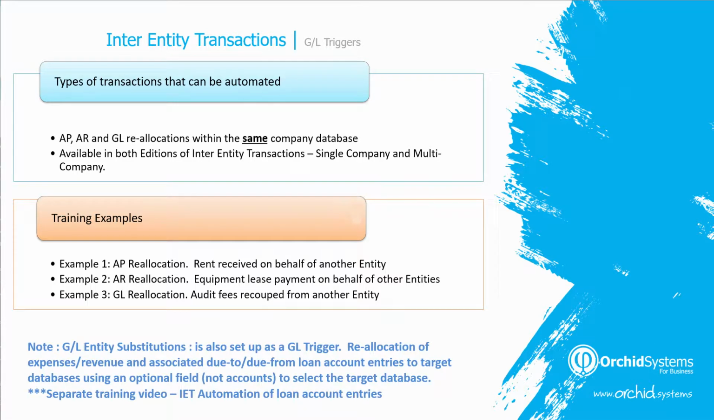You can also use triggers to do GL entity substitutions. This is a method of allocating loan account entries to target databases by virtue of specifying an optional field, as opposed to choosing a GL account that belongs to the target database. This is covered in a separate training video, the Inter-Entity Automation of Loan Account Entries training video.